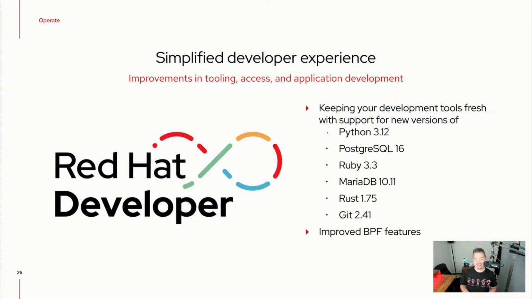Also, Git and Git LFS have a new version. So a lot of new tools. You can actually go out to developers.redhat.com. They have and will be publishing blogs on each of these and some of the new features and why you might want the latest and greatest version of, say, Python or Ruby.